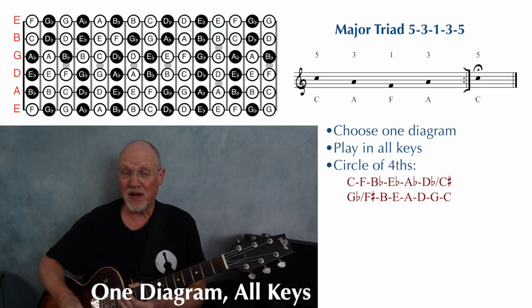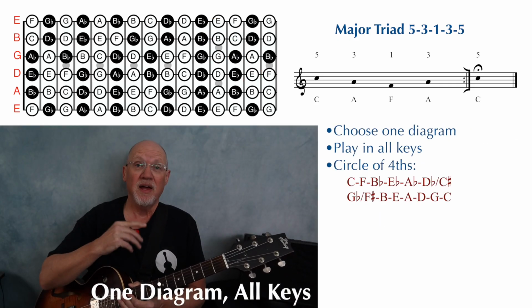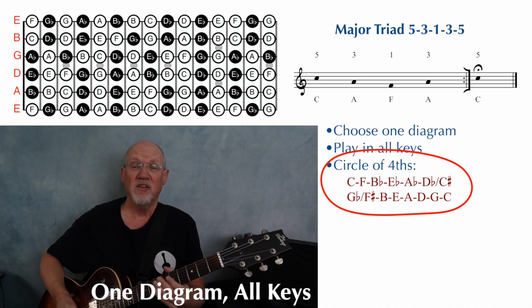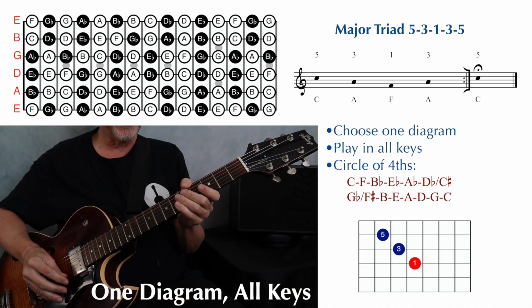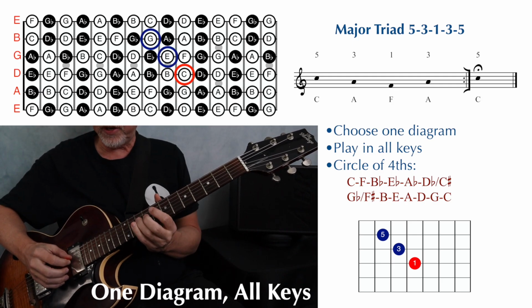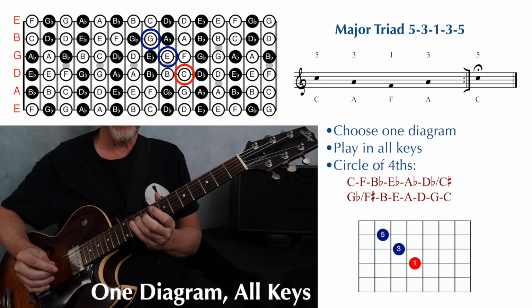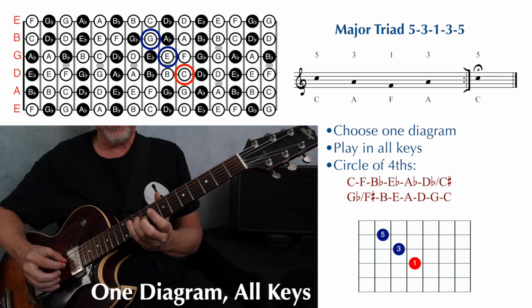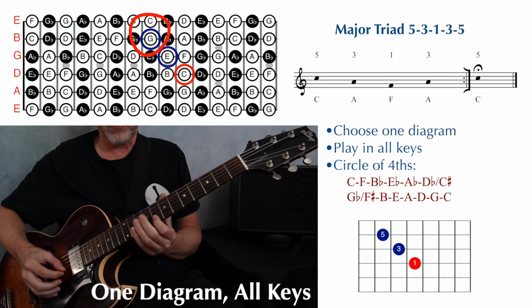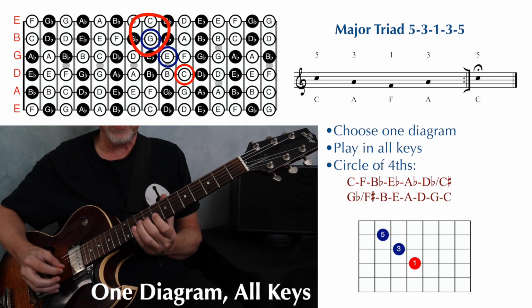As we did with the first pattern, you could just choose one diagram and play the pattern in all keys, taking yourself through the cycle of fourths, starting on C. If we use this diagram, we need to find a C on the fourth string. That's going to be right here at the 10th fret. So there's our 1. Relative to that, here's our 5. So 5, 3, 1, 3, 5.